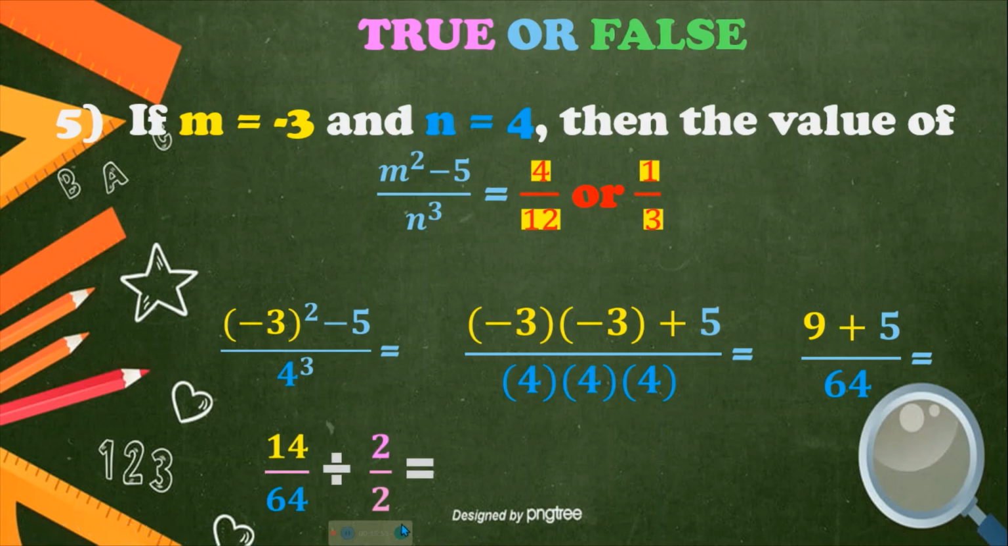Then get the lowest term. Ang LCD po nila is 2. 14 divided by 2 is 7. Then 64 divided by 2 is 32. So, magkaiba sila ng sagot, kaya false.